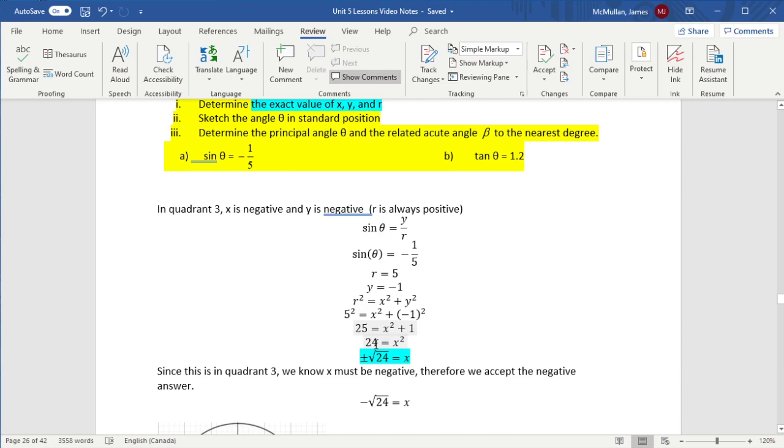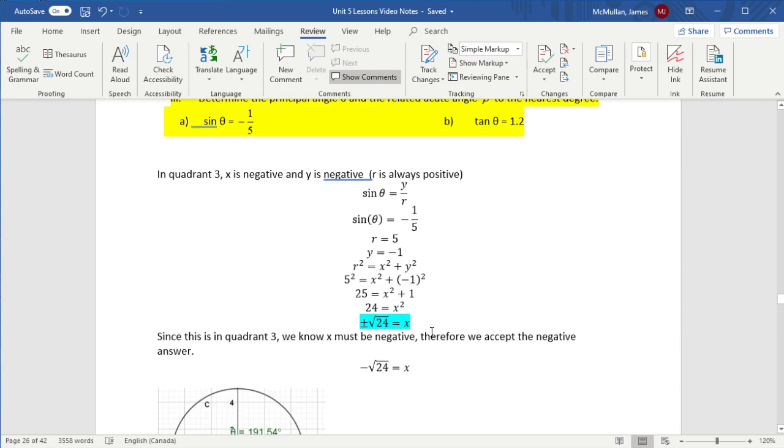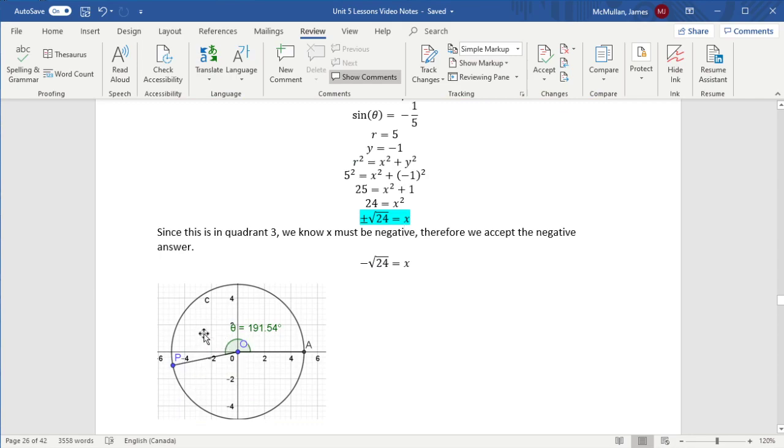Now, when you take the square root of 24, your calculator gives you a positive number, 4.8 or 4.9 or whatever it was. However, you knew that when you inverse a squared and take a square root, there are in fact two answers. There's a positive answer and a negative answer. And we also knew that because we were in quadrant 3, where your x's are negative and your y's are negative, we had to choose the negative square root, or the opposite of square root of 24, for our value for x.